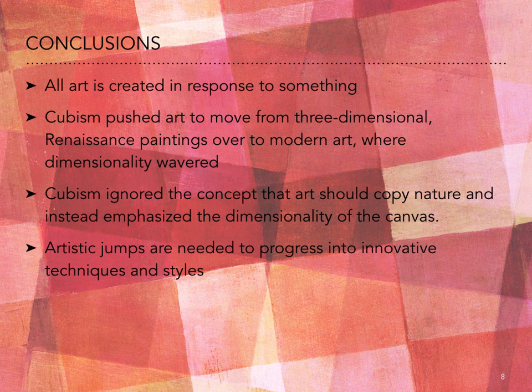I think people can take a look at the Ladies of d'Avignon and really misunderstand the piece that Picasso was trying to portray there. My interpretation is completely different than that of another, but that's what really creates this art. Cubism pushed art to move from three-dimensional Renaissance-type paintings over to modern art, where dimensionality really wavered. Because Cubism ignored the concept that art should copy nature, it instead emphasized the dimensionality of the canvas.